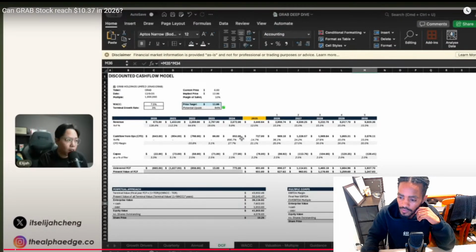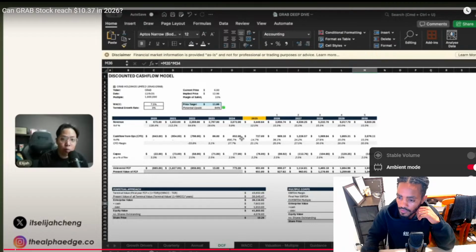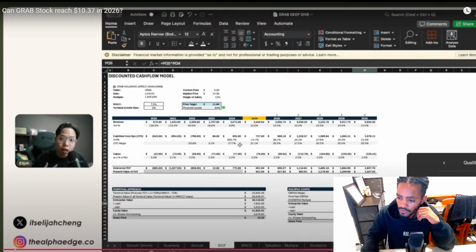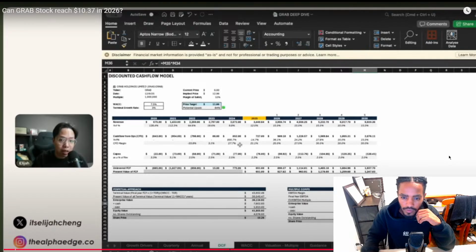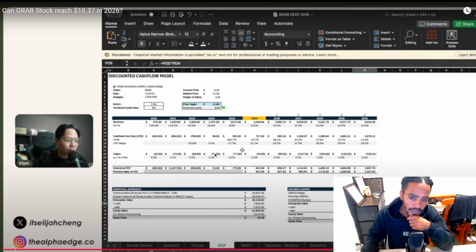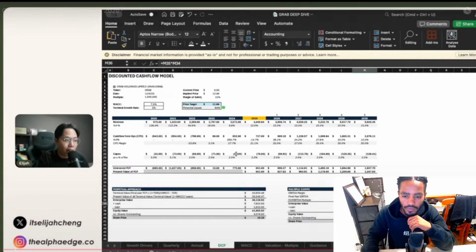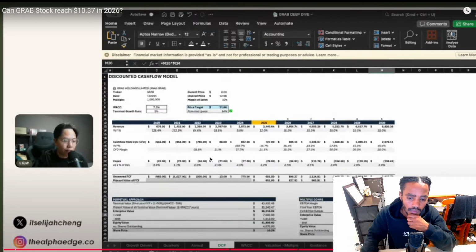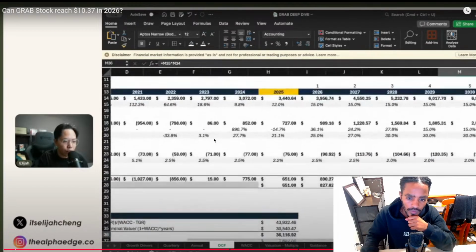So with that, because Grab is actually a cash flow positive company, I want to make the disclaimer that I think they are still a very young company in that sense. And I don't think using a DCF is the best way to value the company. But since they have shown cash flow positivity over the last couple of years, I think it's only fair that we run them through the DCF. So let me zoom this in for you.